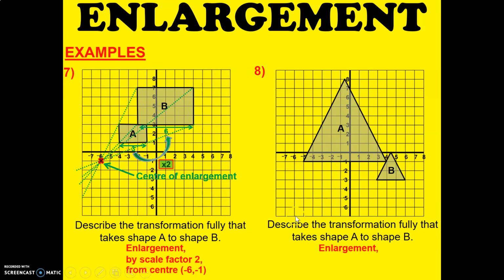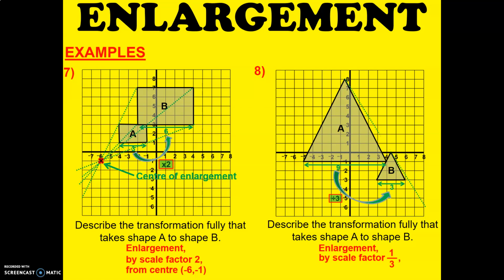For our last example, describe the transformation fully that takes shape A to shape B. Again, measure shape A. So that's 9. And this side of B is 3. So that is 9 divided by 3 equals 3. So that is by scale factor 1/3 because it goes smaller.